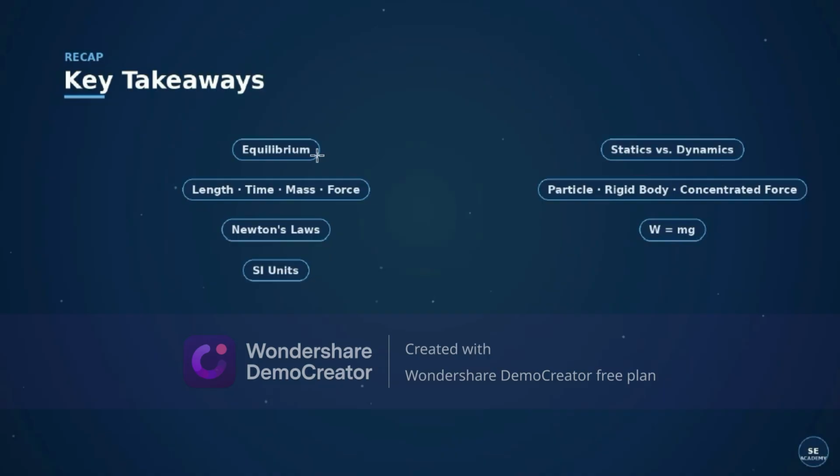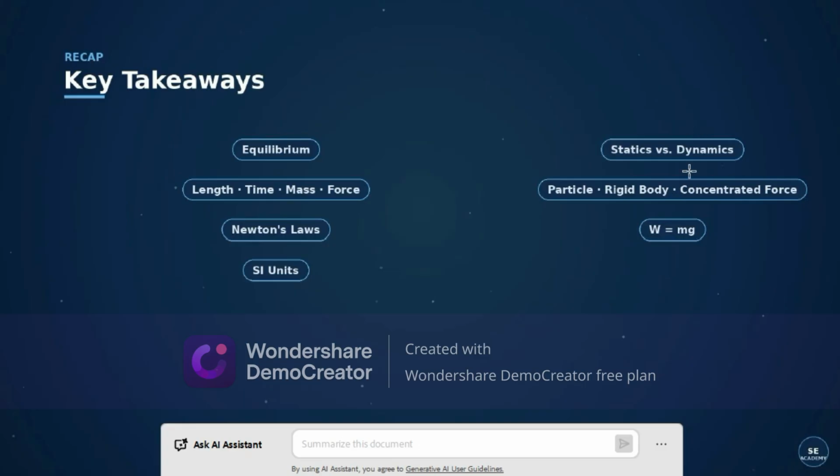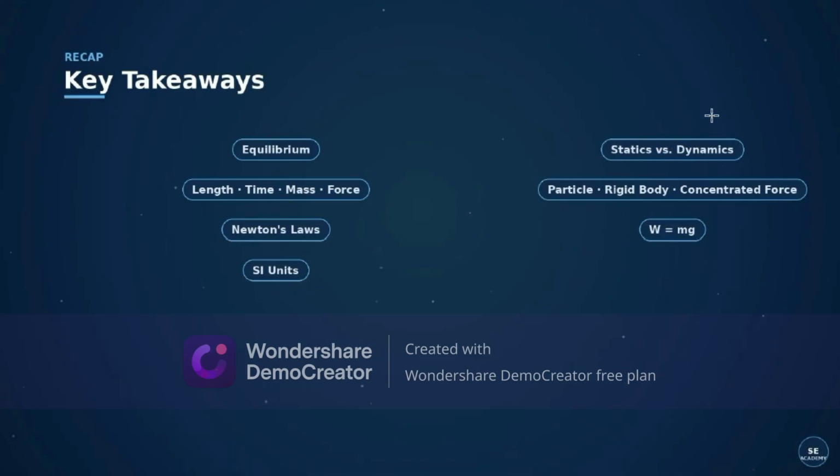So here are the key takeaways. Statics is all about equilibrium, and we have the basic quantities: length, time, mass, and force. We also learned about Newton's laws, SI units, and statics versus dynamics. So we now know the difference between statics and dynamics, and they all fall under mechanics. We know the idealization that is there. What is the difference between a particle, a rigid body, and a concentrated force?